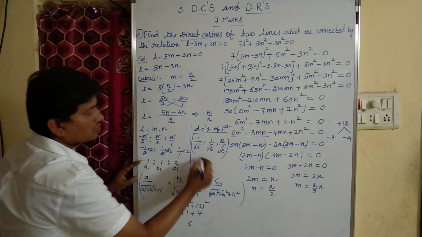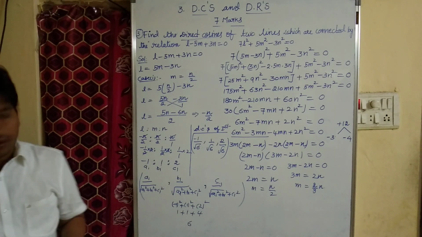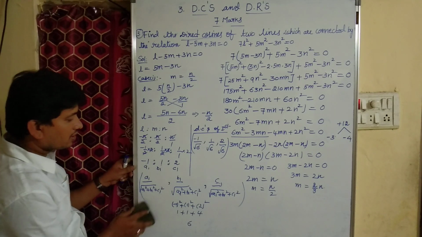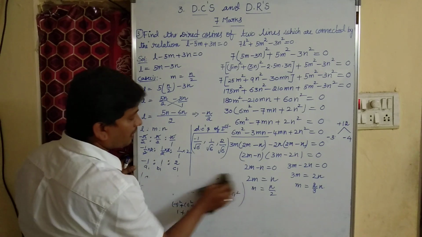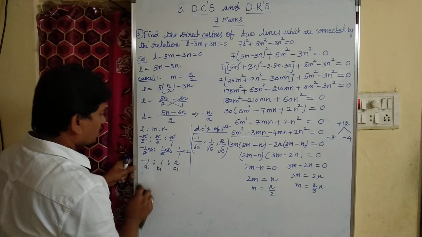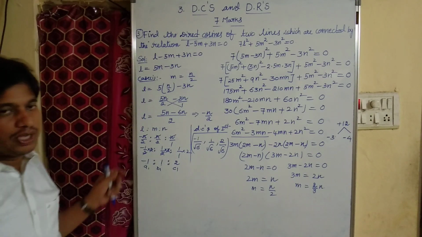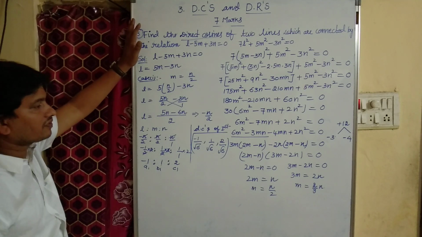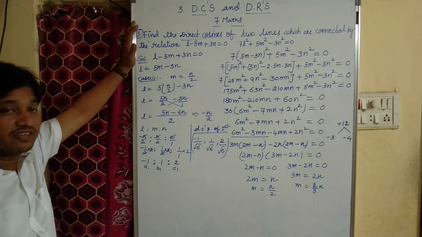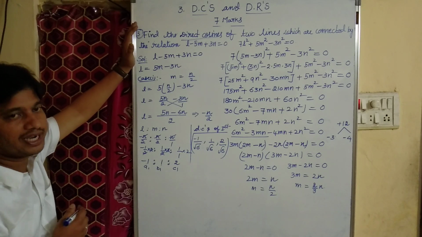Okay, children. So what are the DCs of the first line? The DCs of the first line are minus 1 by root 6, comma 1 by root 6, comma 2 by root 6. What is the formula to find the DCs? A1 by root over A1 square plus B1 square plus C1 square, B1 by root over A1 square plus B1 square plus C1 square, and C1 by root over A1 square plus B1 square plus C1 square, right?